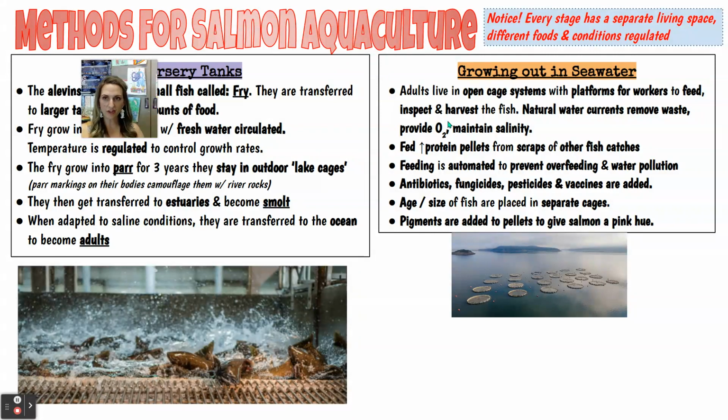The scraps from other fish catches are ground up and put into a pellet, and then fed that way. And they're in a cage system, but it's more like a net. Feeding is automated so that they prevent overfeeding and water pollution. Antibiotics, fungicides, pesticides, and vaccines are added. The fish are placed into separate cages by age and size.